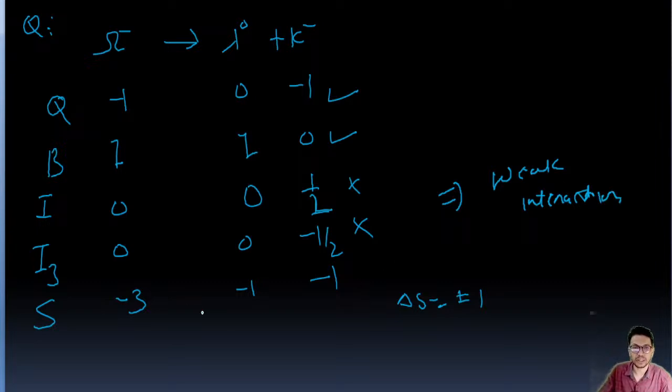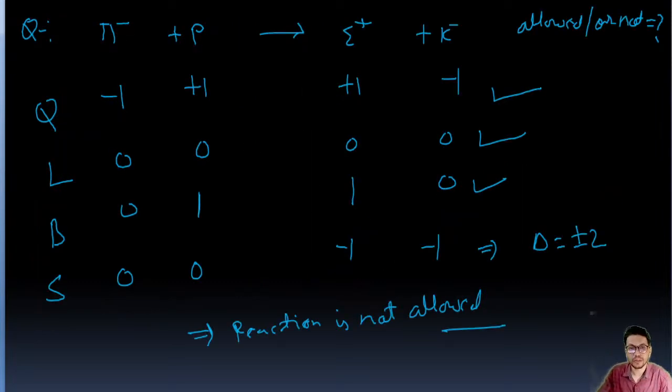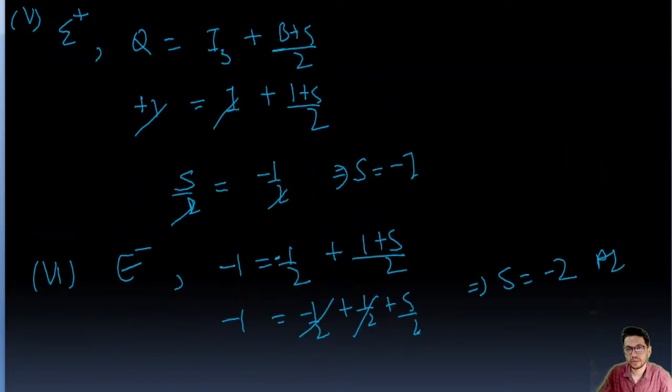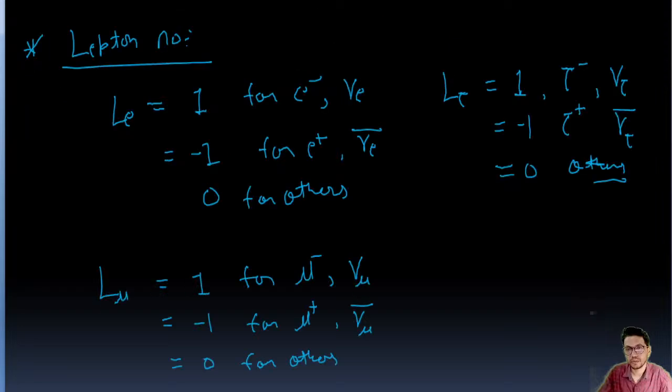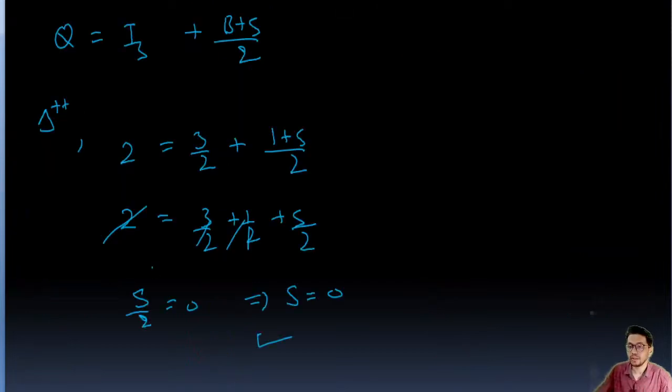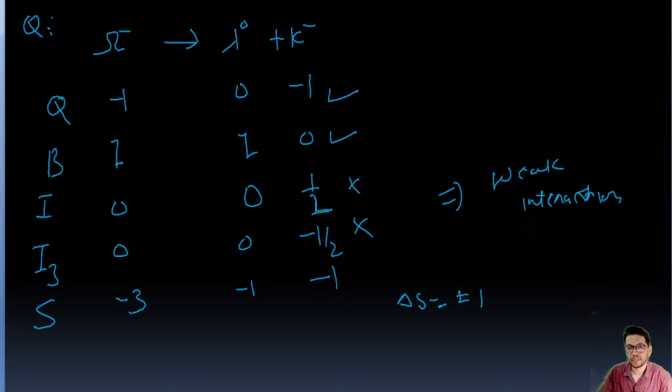I have shown you this chart, right? For weak interaction, I and I3 shouldn't be conserved, and delta S value should be either 0 or ±1. So here you can check. These are not conserved, and this value is ±1, right? So this is by weak interaction. Very good question. Next.